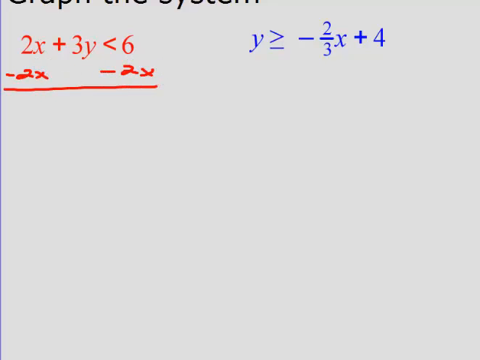Okay, so let me change. There we go. Subtract 2x. Do I have to change the inequality sign when I subtract 2x? Do I have to flip the inequality sign when I divide by 3? How come? Okay, it's not negative. Very good catch.